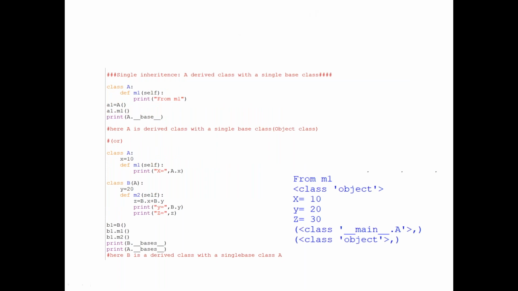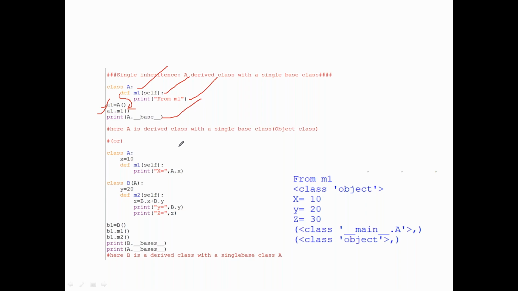So single inheritance means a single father, a single child: a derived class with a single base class. Class A defines its own method with some information or logic. Now I'm creating an object, A1 equal to A. Now I'm calling this method, A1.M1, and print A1.__base__. When you use __base__, what is the root for this? In a sense, it is the mother class. The base will be your object.